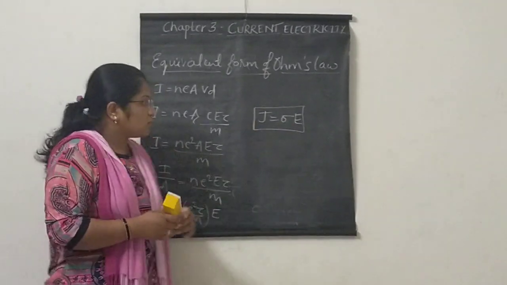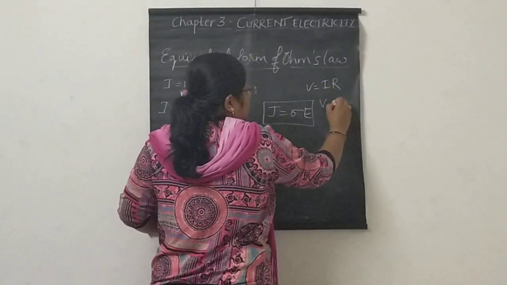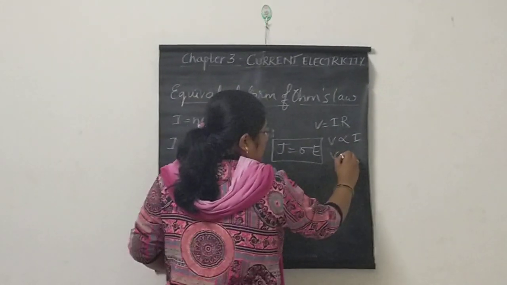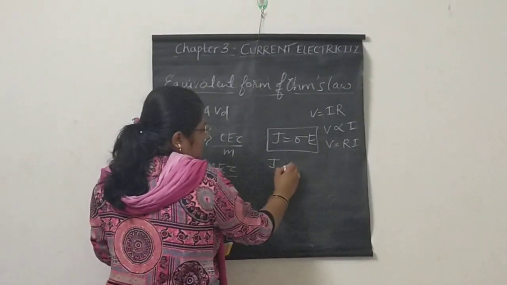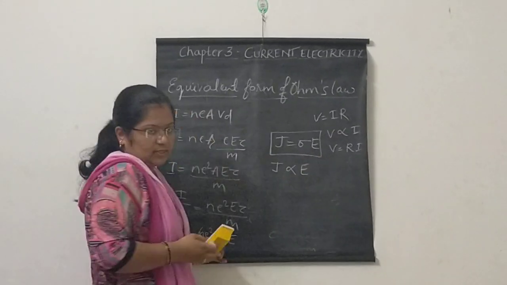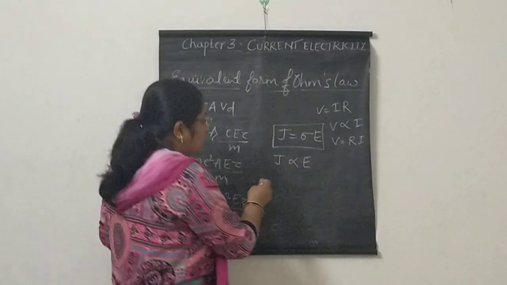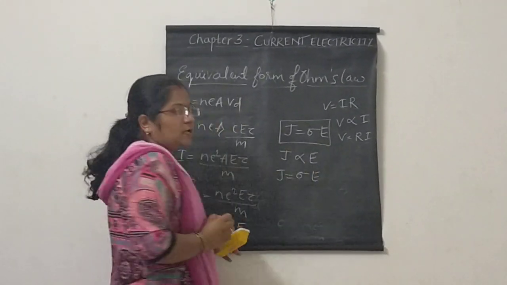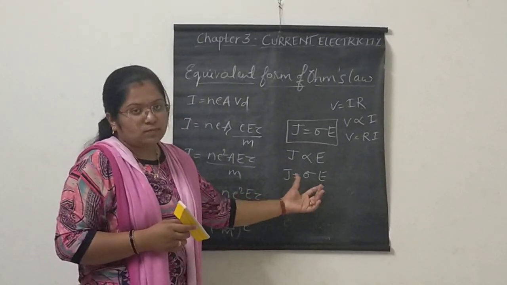Like, in V is equal to IR, what did we do? We get V is directly proportional to I. So we remove the proportionality sign and use a constant over there. So here also the same. J is directly proportional to E. The current density is directly proportional to the electric field, and to remove the proportionality sign, we used sigma as a constant. So this is an equivalent form of Ohm's law.